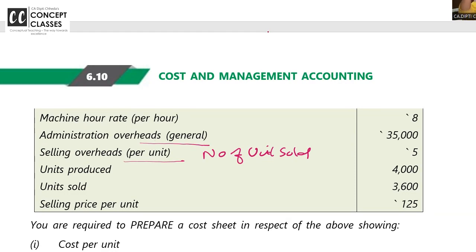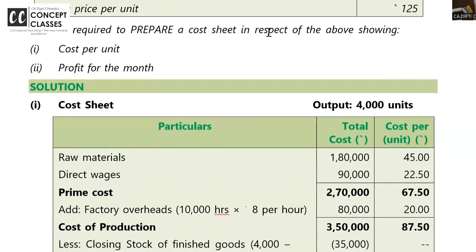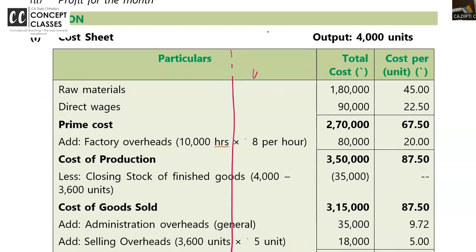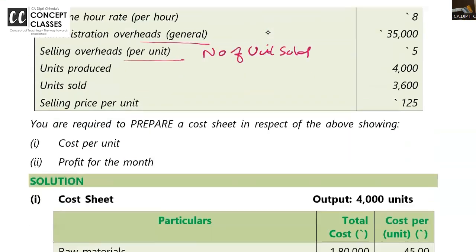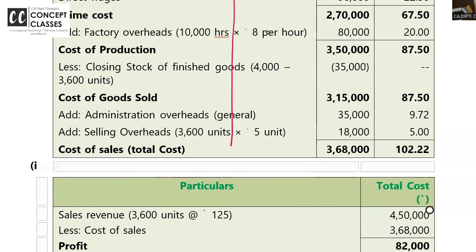Because closing stock has already been deducted on that basis, right? And they have given you units sold and all. So simply make the particulars and total. I told you to make one extra column here for working if required. Raw material is 180,000, just given to you. Wages is given to you. So you are getting the prime cost. Add factory overhead, 10,000 hours into 8, and you get the cost of production.